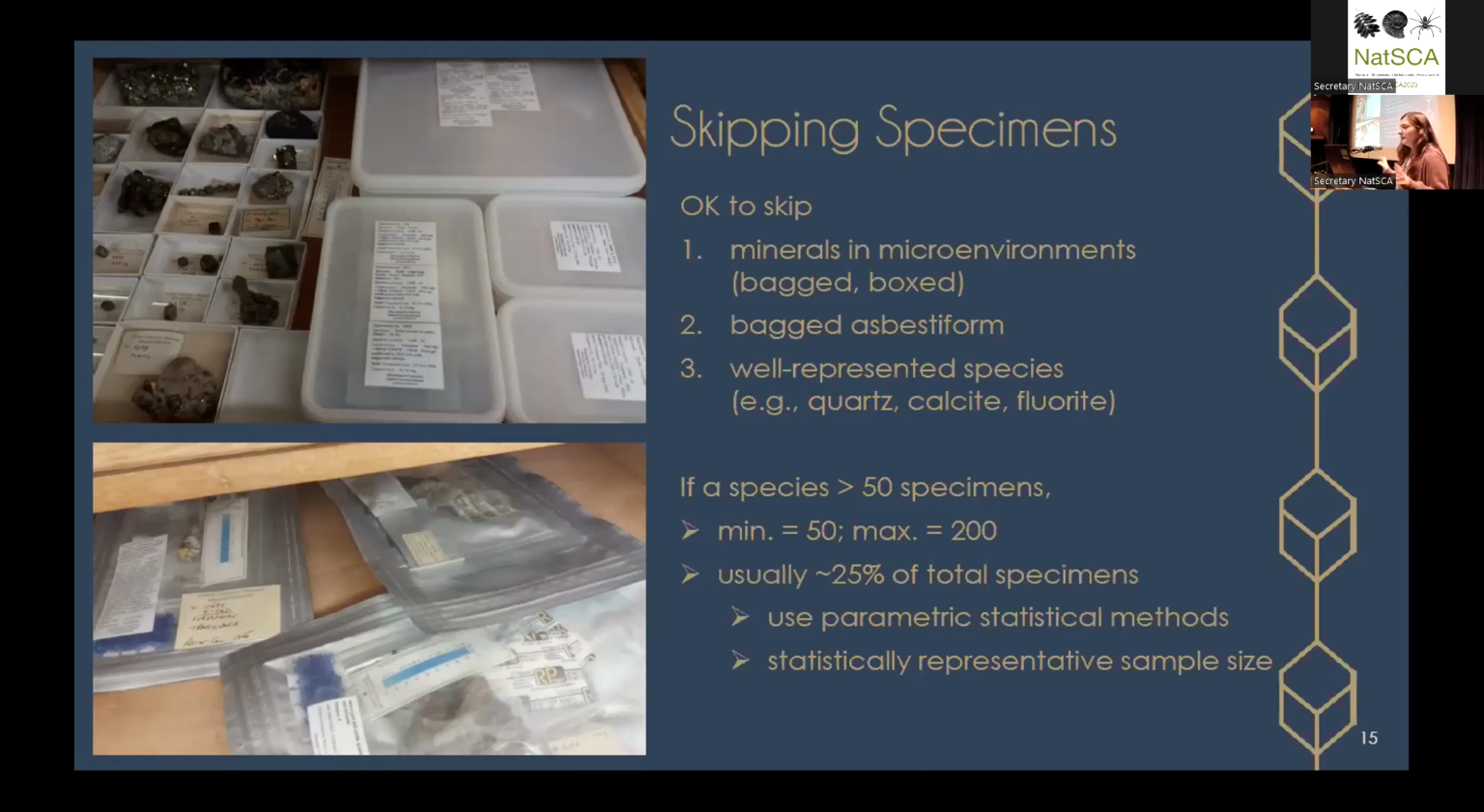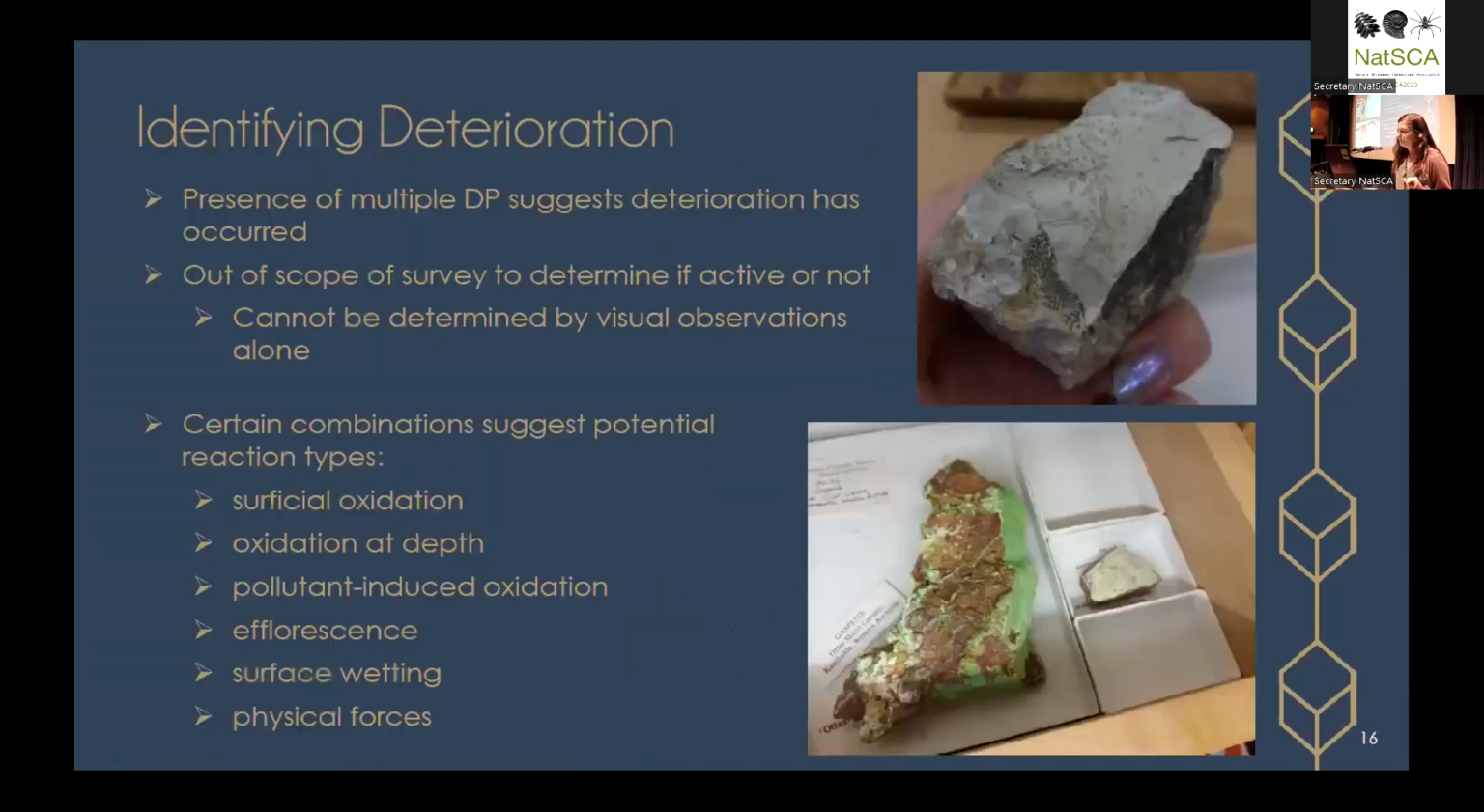I only surveyed stuff that was in the cabinets and the drawers, large specimens, but I also did a lot of skipping. I skipped microenvironments, those that were bagged for asbestos, as well as a significant portion of those that were part of well-represented species. These are species that contain more than 50 specimens. I would survey somewhere between 50 and 200 specimens, and usually the exact number was about 25% of the total specimens of that species. This was just to maintain statistical rigor.